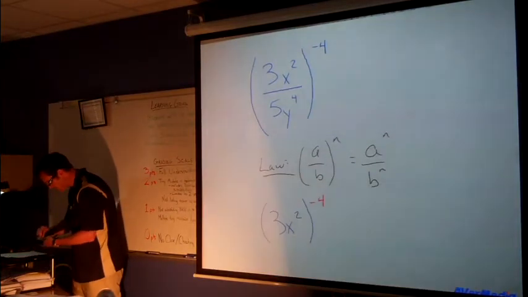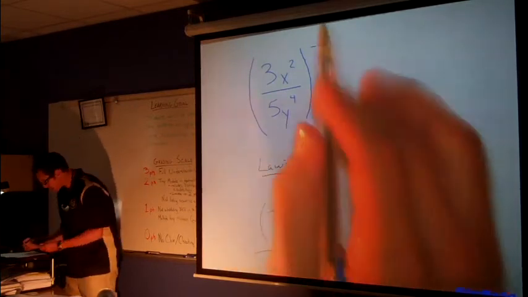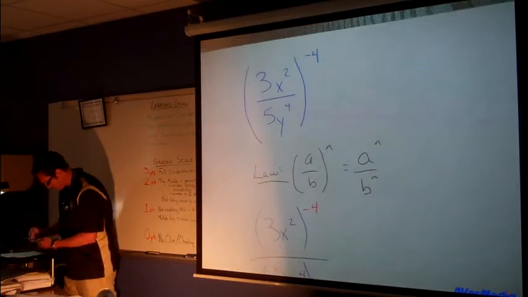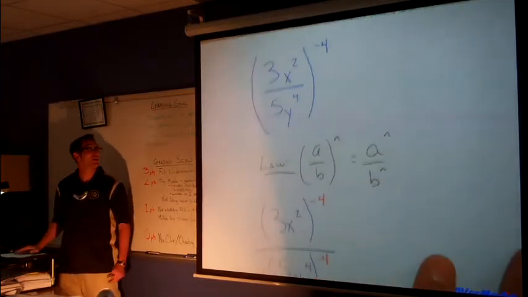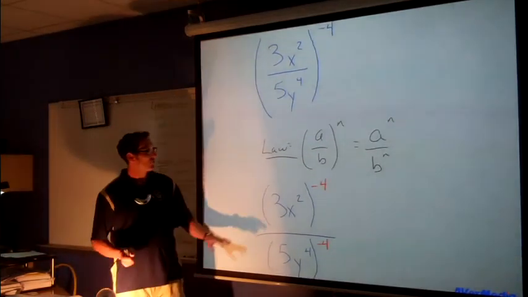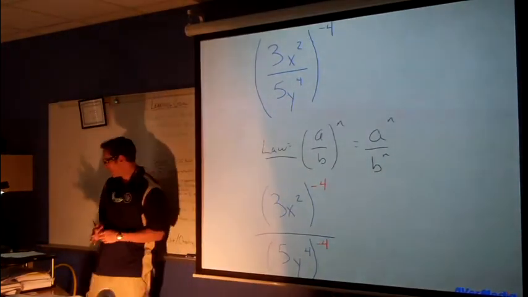The fraction bar is still there, and then I have this entire bottom raised to the negative 4. Look how careful I am being with my parentheses, because it's going to make a big difference because of the next thing I'm about to do. So what I've done right now is apply this law to this to get this.